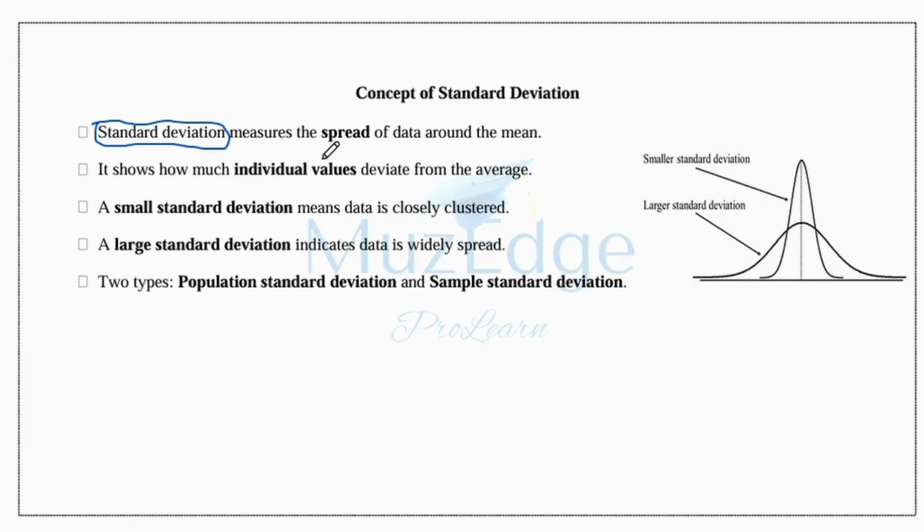Standard deviation is a key statistical measure that tells us how spread out the numbers in a dataset are. If the standard deviation is small, the values tend to be close to the mean. A large standard deviation shows the values are more spread out. You can see that in the picture as well. We calculate it differently depending on whether we're dealing with a full population or just a sample.